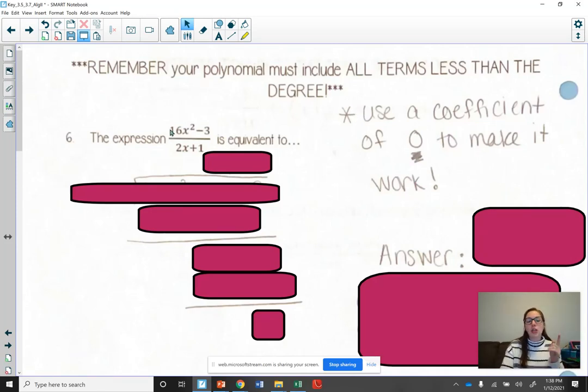It needs to have all terms less than the degree. So this one is 16x squared. What would have to come after x squared? X, or x to the 1st. And then after x to the 1st would be your number without a variable at all.